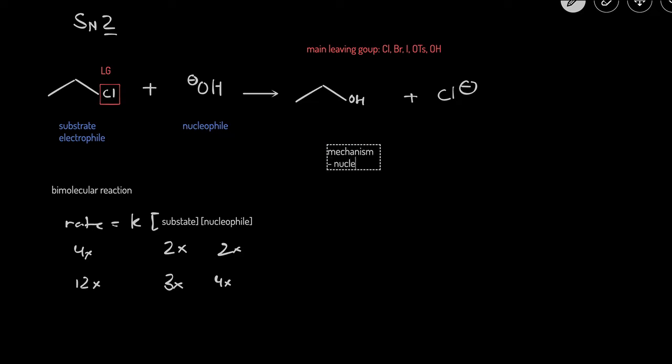The mechanism, in terms of how the reaction happens, is that everything just happens at once. So your nucleophile attacks and the leaving group leaves. And then there's also going to be an inversion of stereochemistry because of the backside attack.